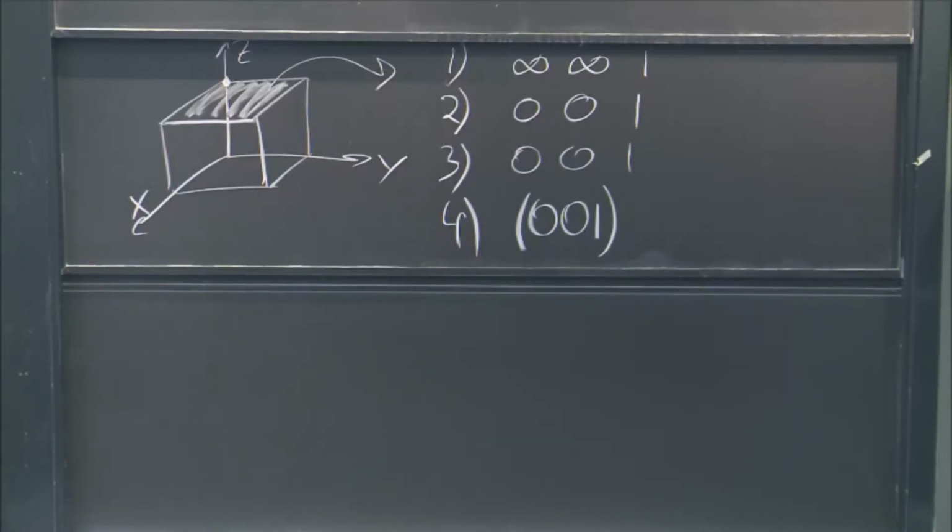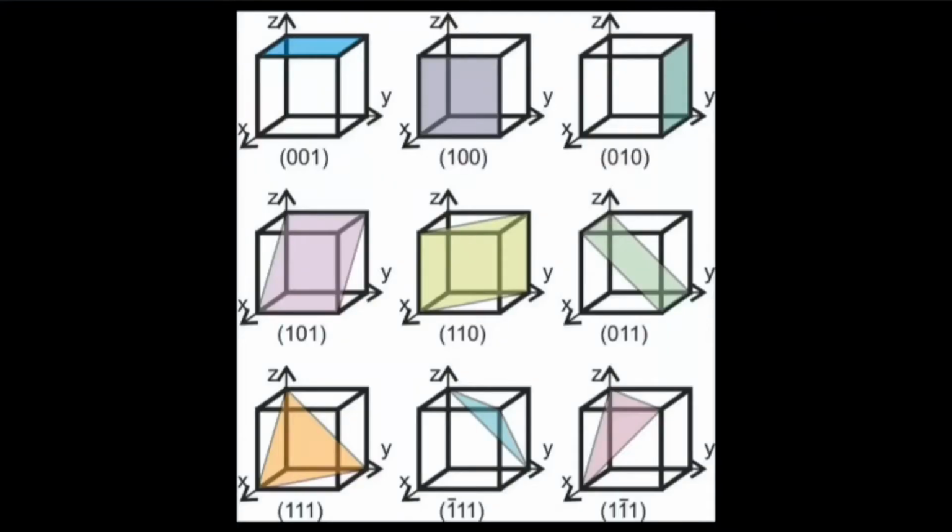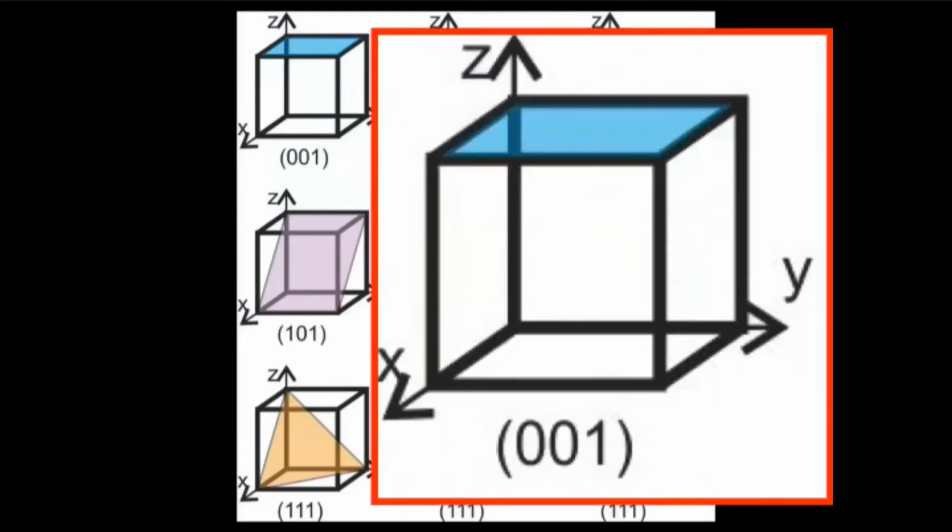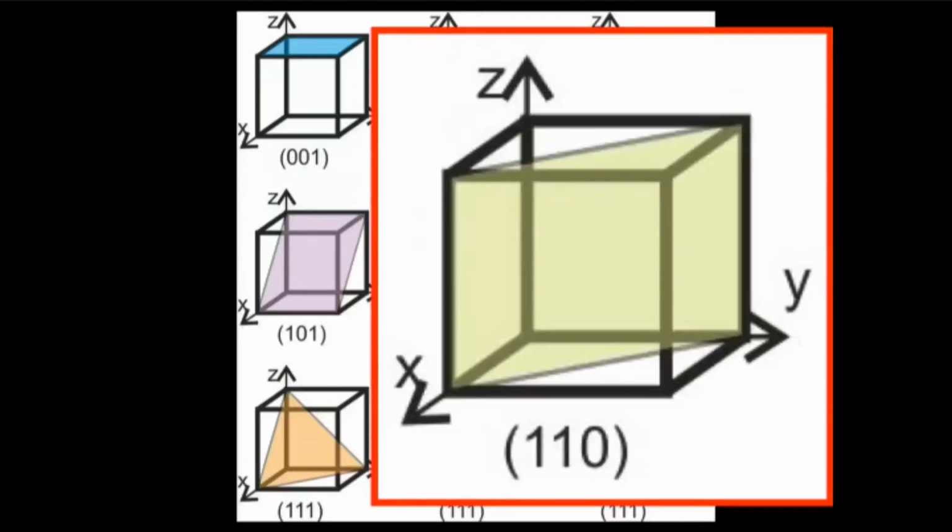I've got a bunch of examples here, and they can draw it better with the shading and stuff there. But you see, that's what we just did. We did the 001 plane, that one there, right? There it is, nice and big, the 001 plane. What about that one? That's the 110.